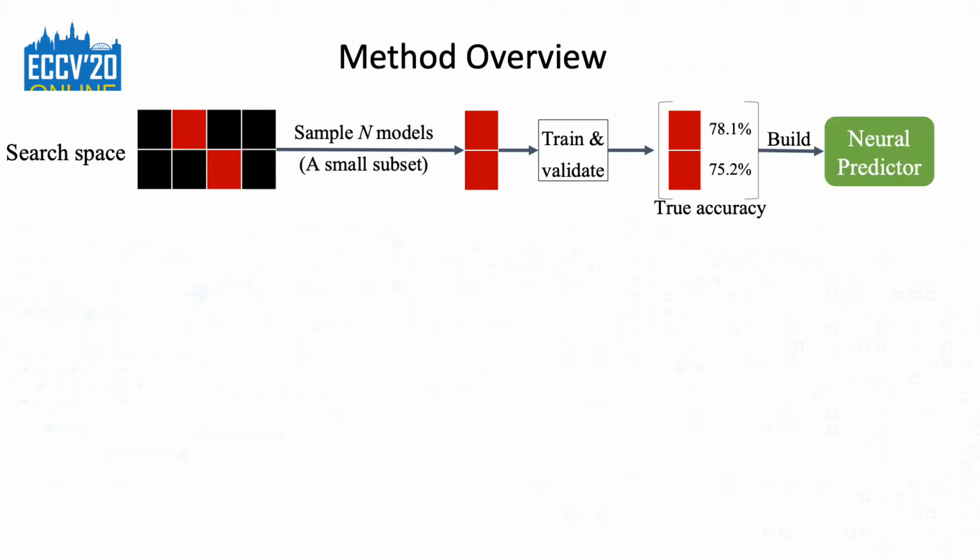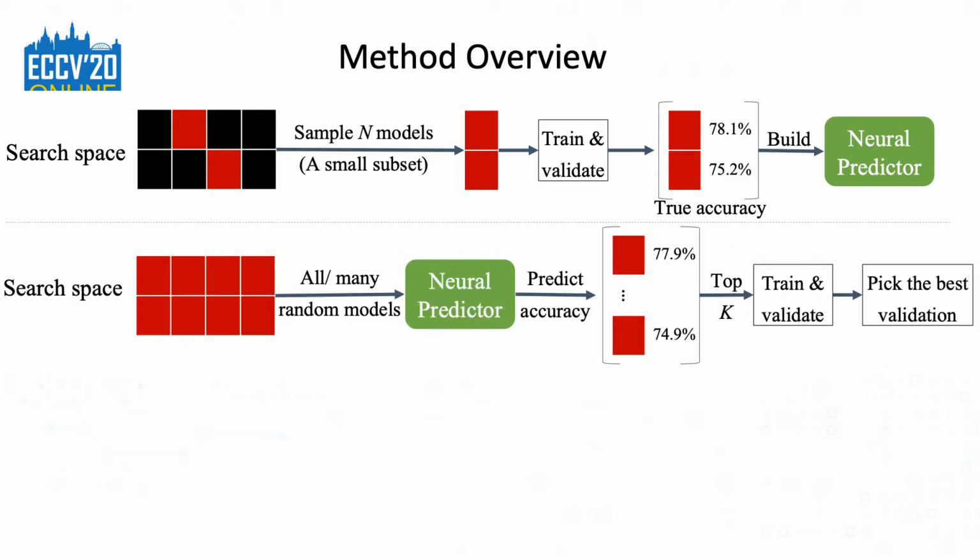Neural architecture search, or NAS in short, often uses complex algorithms to find the best architecture. We propose an approach that's much simpler. First, we randomly sample a small set of N models and train and validate them. So we can get a dataset of pairs of architectures and validation accuracies. Then we use this dataset to train a regression model that predicts validation accuracies for architectures.